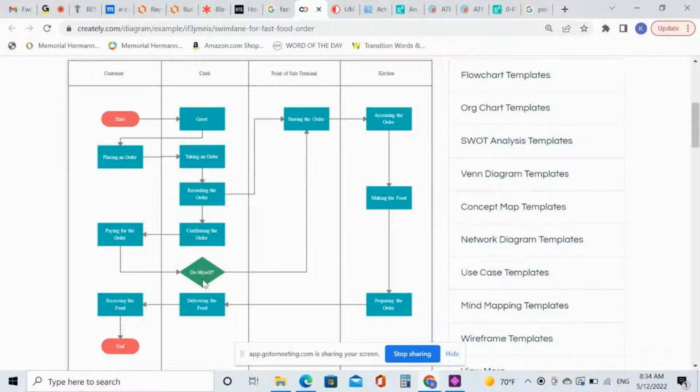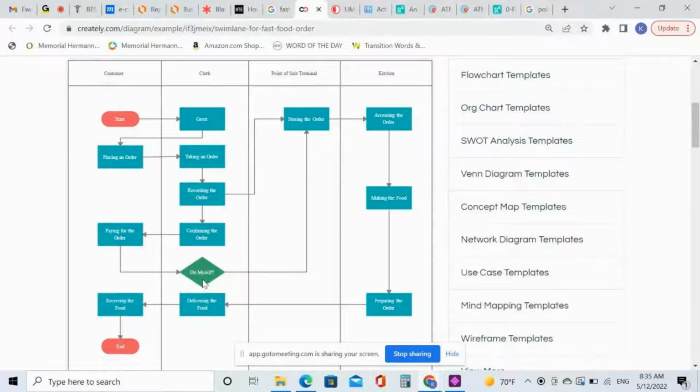Okay, next, what happens after placing an order? Storing the order, and that's accounting. It's called storing the order, not sorting. Next is accessing the order. What does accessing mean? Who is accessing your order? The chef. Accessing means preparing.